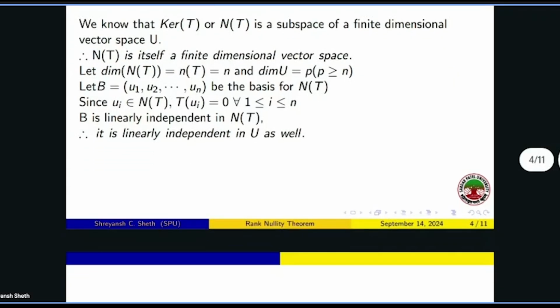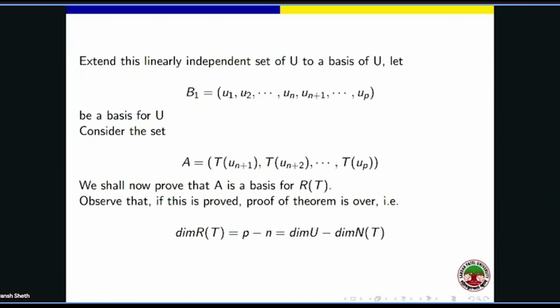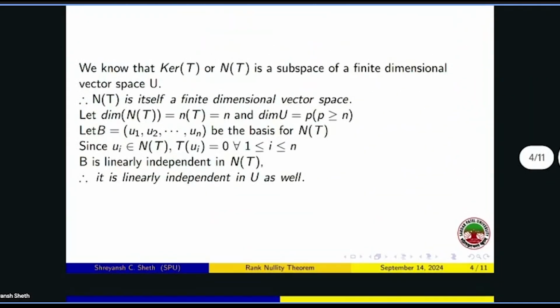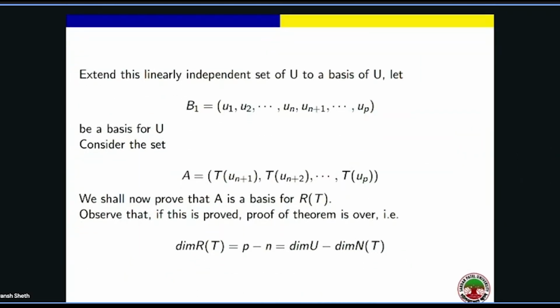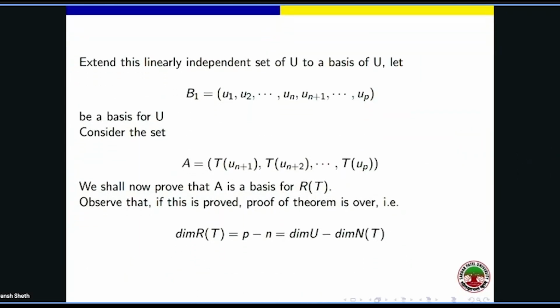We are going to extend that set. Since we know that the dimension of U is P, I need P independent vectors, right? So here I have N, so I will move from N plus 1 to P. Now I am naming it B1. So B1 is U1, U2, up to UN, and then moving ahead UN plus 1, UN plus 2, up to UP, which will form a basis for U.